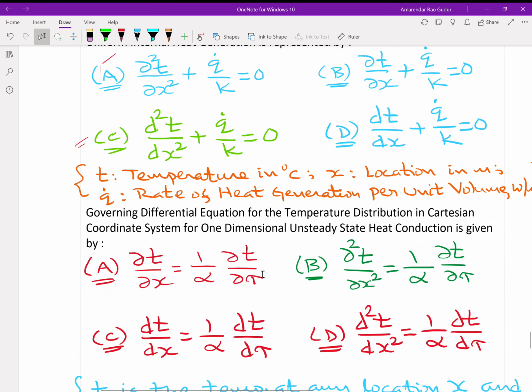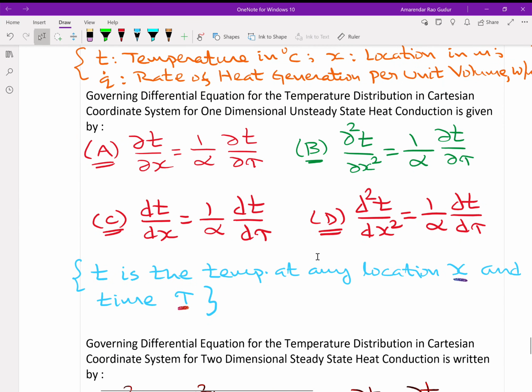Then the governing differential equation for temperature distribution in Cartesian coordinate system for 1D unsteady state heat conduction. 1D unsteady. A and B look alike, B and D look alike, but you have to go for B, because del square T by del x square is equal to 1 by alpha del T by del tau. Since temperature is a function of x and time, it's 1D and unsteady, you have to use the partial derivative. This is a partial derivative alright, but everywhere you got single order. This is the second derivative alright, but this is an ordinary derivative. Therefore you have to be very careful.